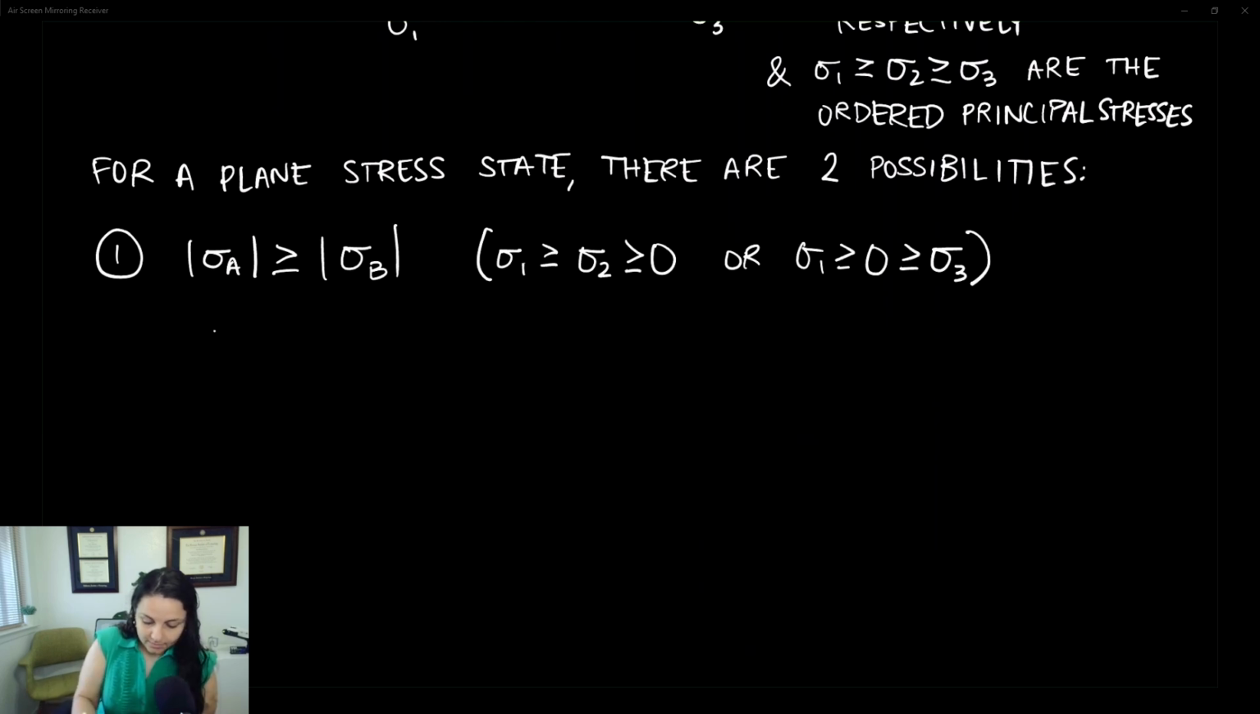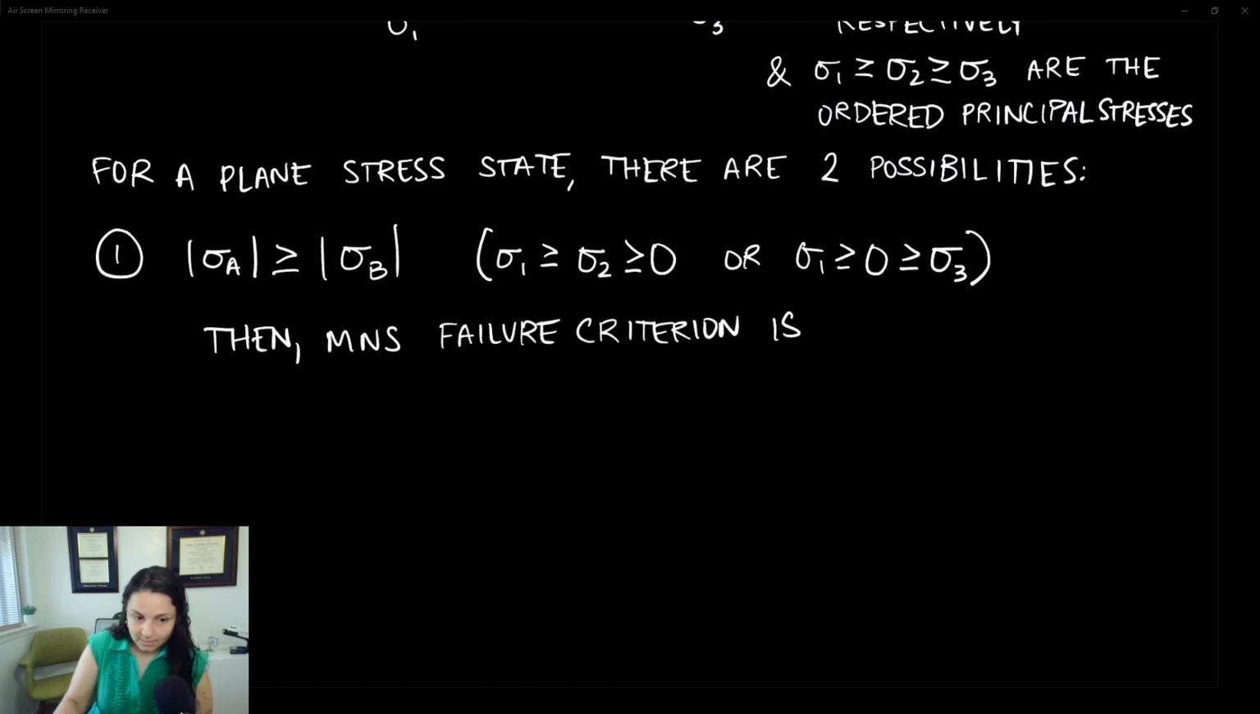Then we know that our maximum normal stress failure criterion reduces to just the first equation that we've got there. So since sigma 1 is sigma A and it's greater than sigma B, we know we need to use the ultimate tensile strength to find our factor of safety. And that means that if sigma A exceeds our ultimate tensile strength, then we predict failure.